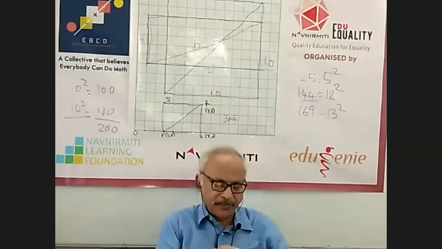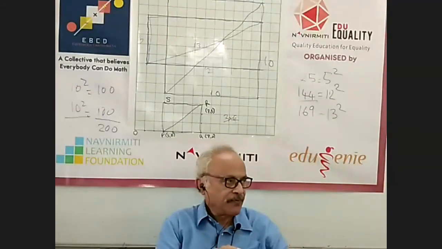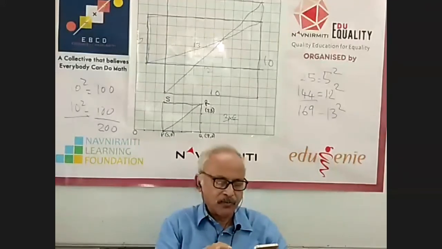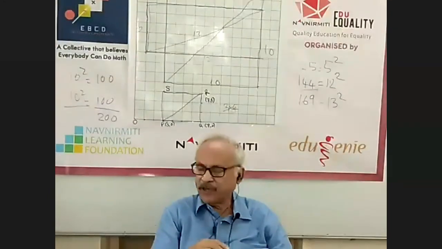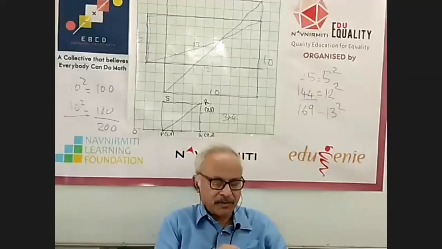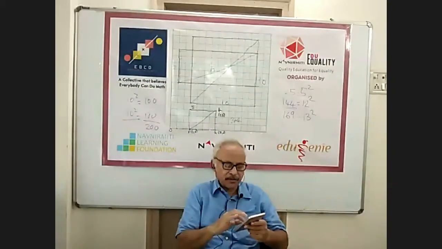One of the participants says that 14.4 multiplied by itself gives me 200. Let's try that. 14.4 multiplied by 14.4. What do we get? 207. So 14.4 is too big. So we can try 14. Sir, 14.14 is the nearest answer. The answer is 199.90.